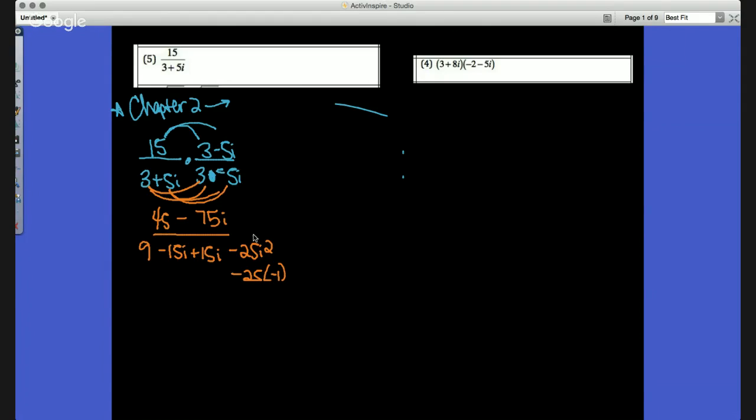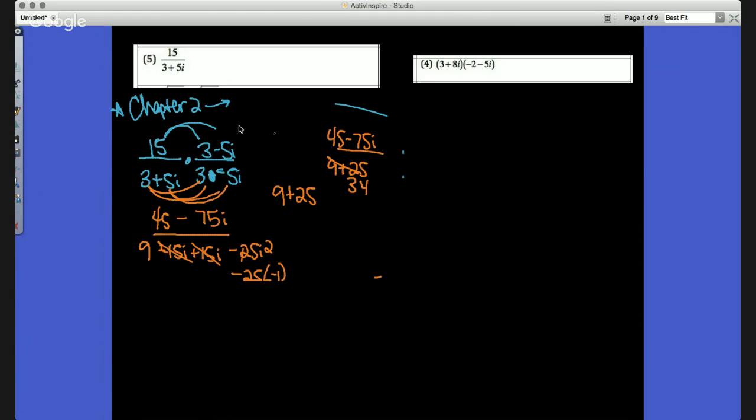So once I get to that, we simplify. The 15s cancel, leaving me with 9 plus 25. I'm only able to work in this space, so I'm sorry about that. But the idea is at the top, you would end up getting 45 minus 75i all over 9 plus 25, which is, on the bottom, 34.